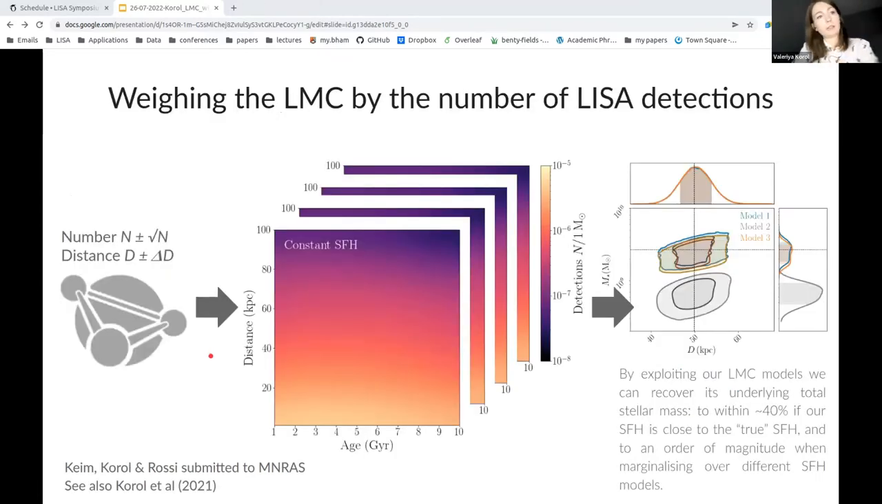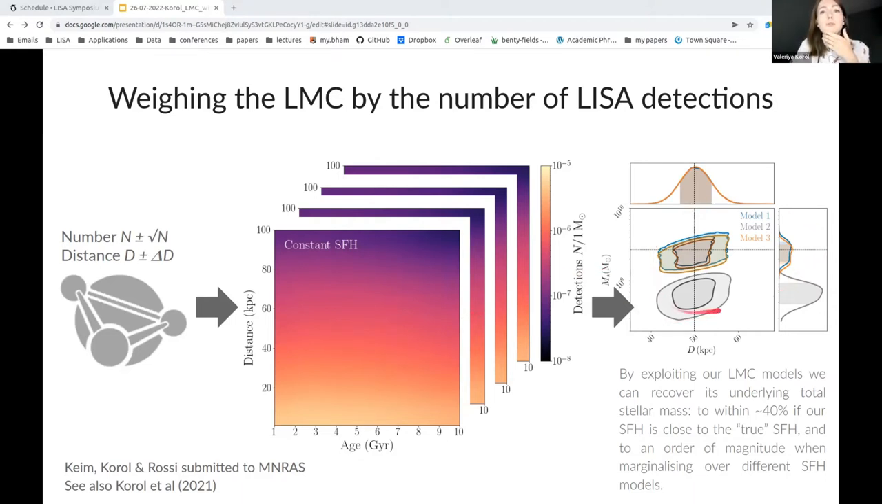And finally, I would like to mention that we will also learn about the LMC's total mass if we reverse engineer our models, starting from the observed number of detections. We can look at our library of models that predicts the number of detections per solar mass, while we also vary the age, the distance, star formation history, and so on. And we can infer in a Bayesian way the mass that was necessary to generate the observed number of detections by LISA.